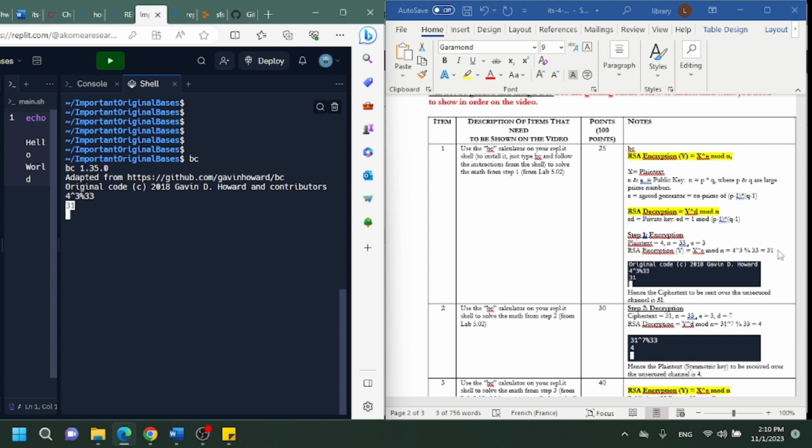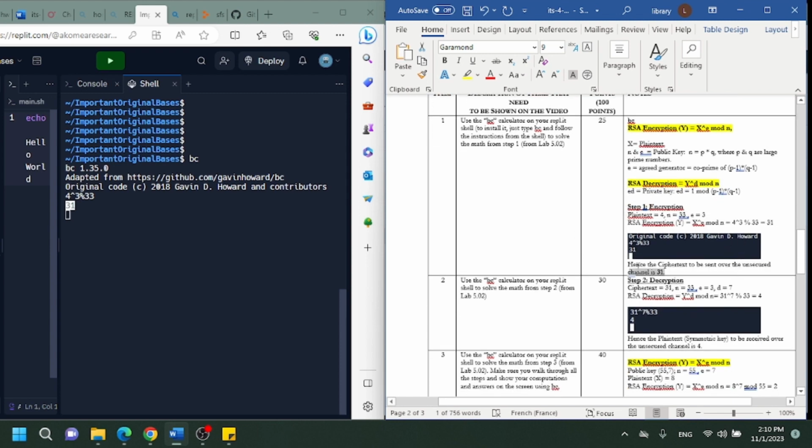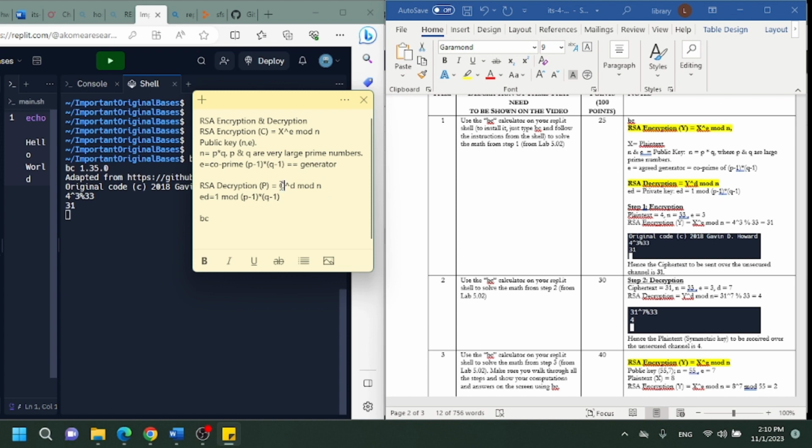So 31 then becomes the ciphertext which is being sent across the network. At the receiving station, it's going to take 31 and put 31 here, and then compute with D, which is the co-prime related to the modulus of (P minus 1)(Q minus 1). In most cases, D is given. In our example here, consider D to be 7. So we're going to put 7 right here, and then we compute the modulus of N, which is also globally known as 33. So we put 33 right there.